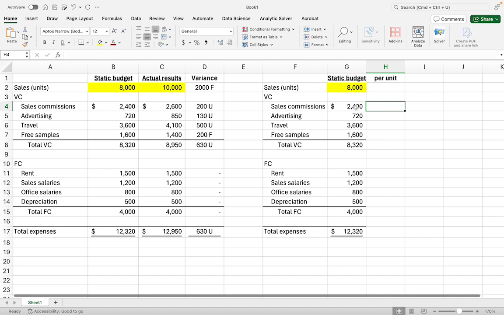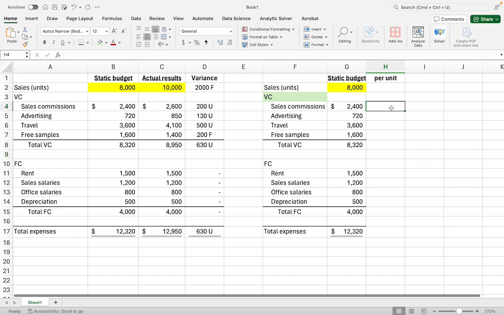So in other words, I budgeted sales commissions to be $2,400, and I know sales commissions is a variable cost because the more my salespeople sell, the more I'm going to have to pay them in commissions. And I actually want to pay them more because I want them to sell more. So this is a good thing. But the 2,400 has to be connected to the 8,000 units sold because it's variable. Variable costs have to be connected to the activity level. Otherwise, they wouldn't be variable.